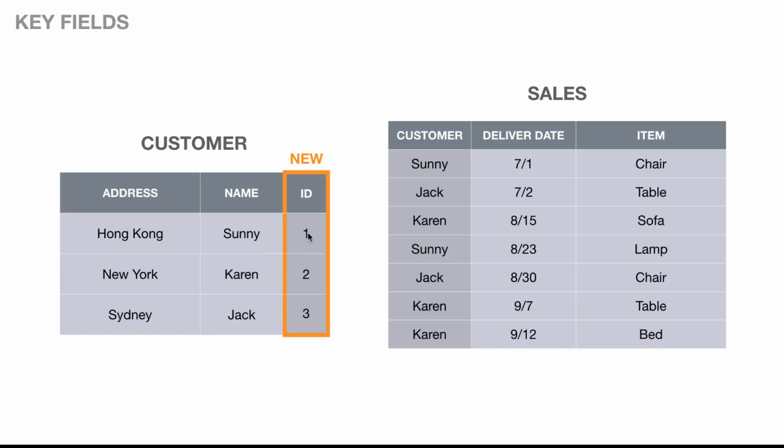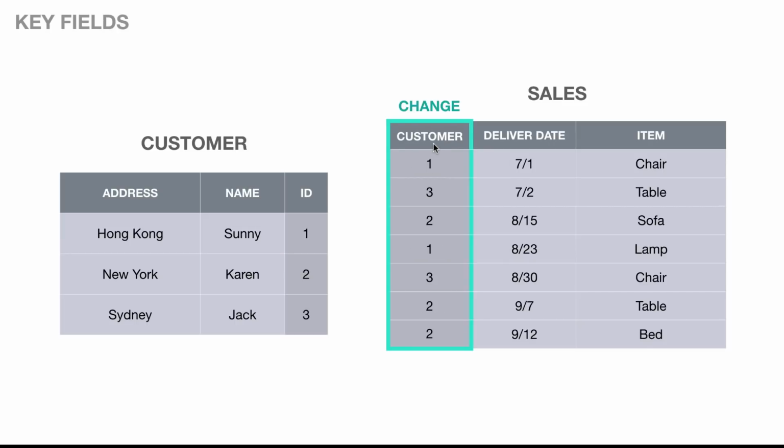So Sunny ID 1, Karen ID 2, Jack ID 3, and every new record created cannot use the same ID as a previous record, in order to maintain an organized and clean manner. And on the other side, on the sales table, instead of using the customer name, we're going to use the customer ID as the matching field. So now, Sunny is able to match ID number 1 to the sales with the customer ID number 1, and we can now see that Sunny has bought a chair and a lamp.